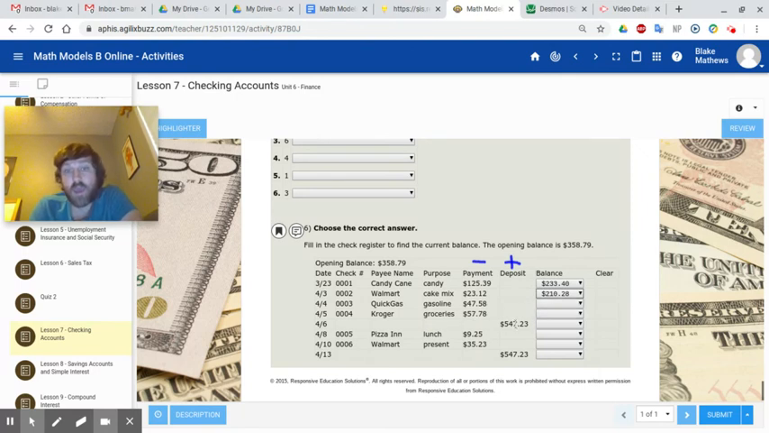Then you're going to add for deposits. Subtract, add. So you just go through each one, subtracting or adding, depending on whether it's a payment or a deposit. And then you just put the answer you get after that step.